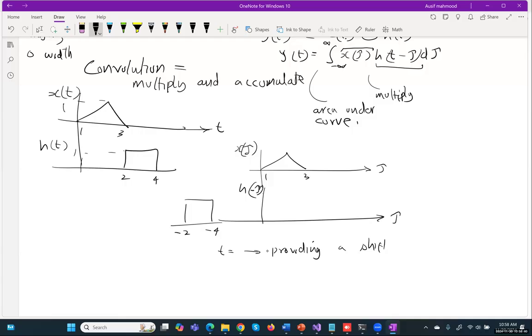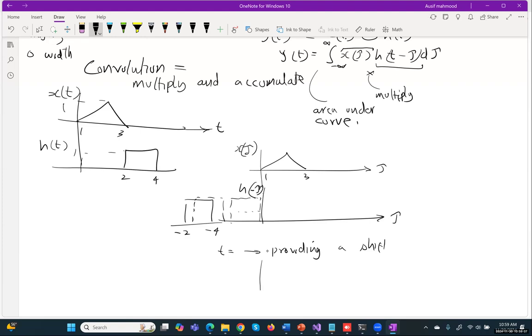So as we keep t increasing, what happens is this thing starts to slide, move this way, right? And remember, the whole thing we are multiplying and taking the area under the curve. So what will happen is until our box for h reaches this point, as we multiply, there is no overlap. So the area is 0.